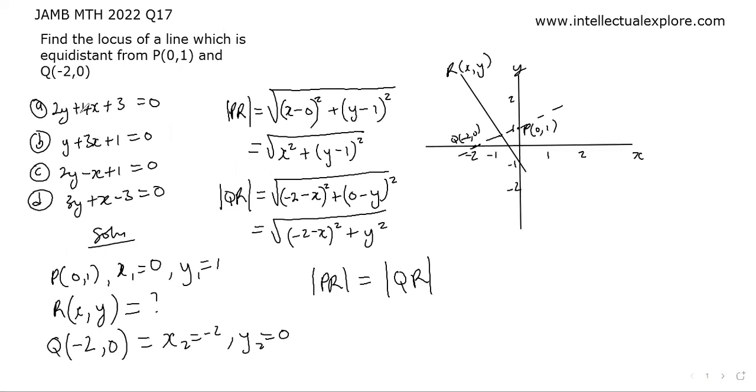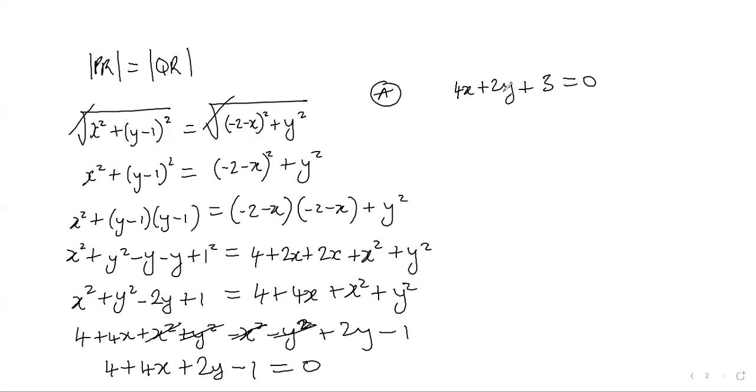Option A is 2y plus 4x plus 3, and if you check, it's the same. It's just rearranged: 2y plus 4x plus 3. So this is how we solve that. Thank you.